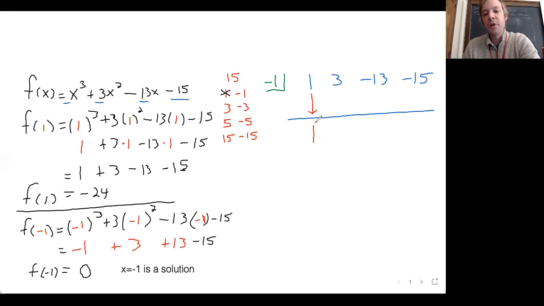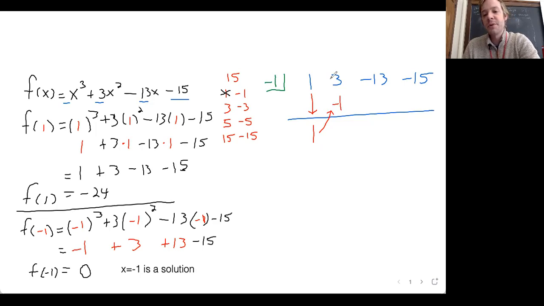And then I'm going to multiply whatever number I have below the line times the green number that I have here in the box. So in this case, I'll have 1 times -1, which will be -1. And I'm going to place that just below the 3 on the next line. So I'm going to have -1 right here.